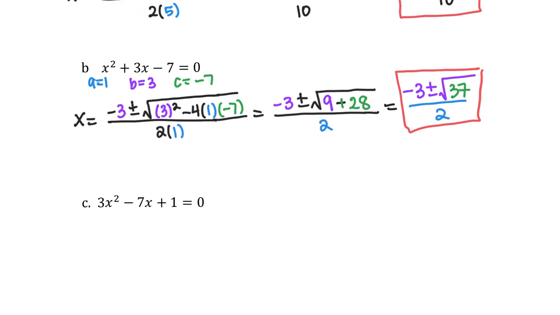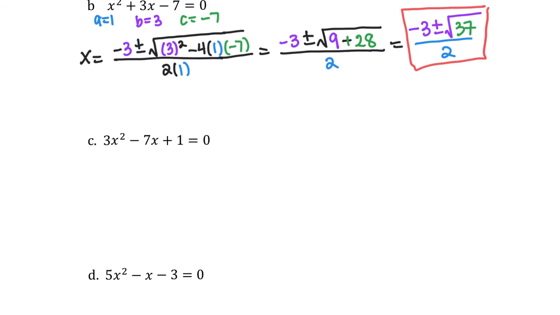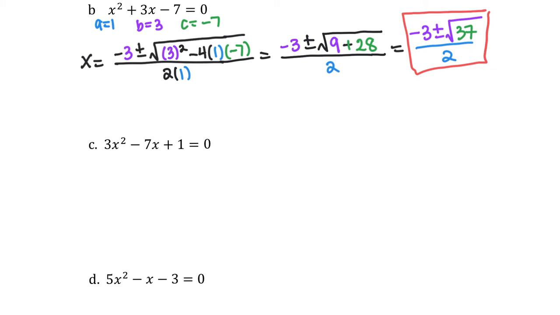Okay, 2 more to practice. I'm just changing your negative signs. Hopefully you're getting used to it. Okay, for C it says 3x to the second minus 7x plus 1 equals 0. It does have to equal 0. It is in standard form, so I can identify A, B, and C. A is 3, B is -7, and C is +1.